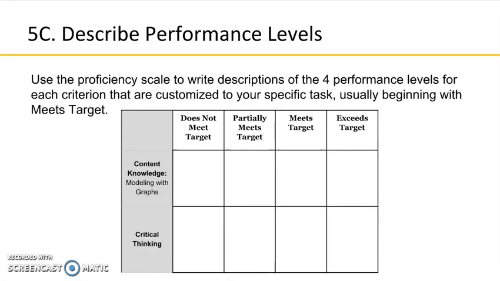At that point, you're ready to use that proficiency scale, whatever tool you're using to ground you in validity, to actually start to spell out each of the 4 performance levels for each criterion.